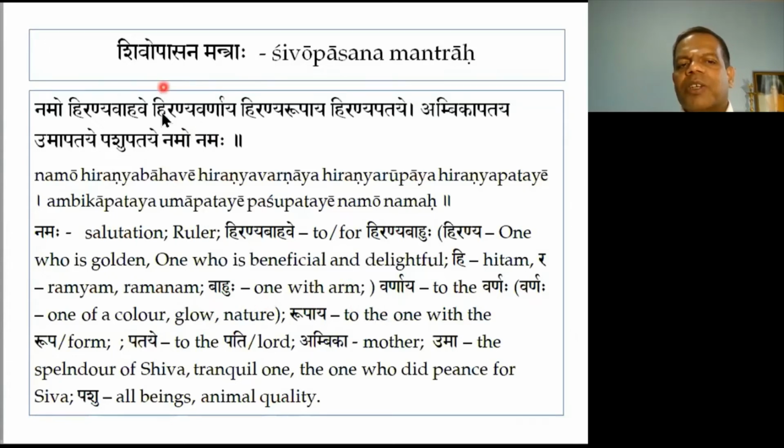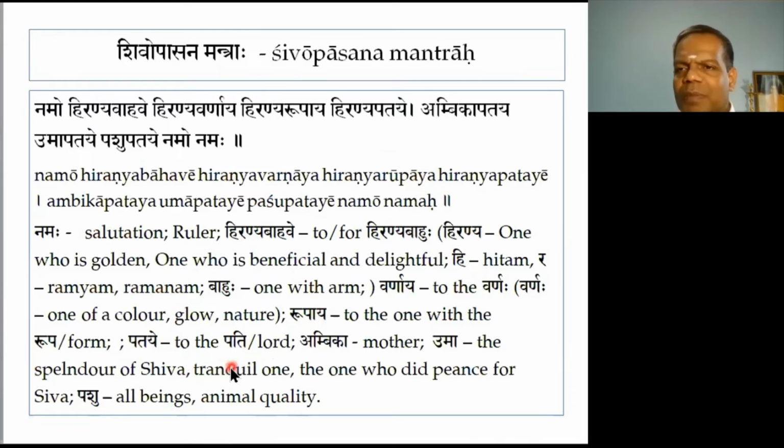I have not repeated the meaning of Hiranya. So Varnaya, to the one who has that color. Varna means color, glow, or nature also. All of them use the word Varna. So the one who is of the golden hue, golden color, golden shine, golden glow, whichever way you want to put it. The next one is Hiranya Rupaya, to the one with the form, Rupa. Rupa is form. Pataye, to the Lord. Hiranya Pataye.